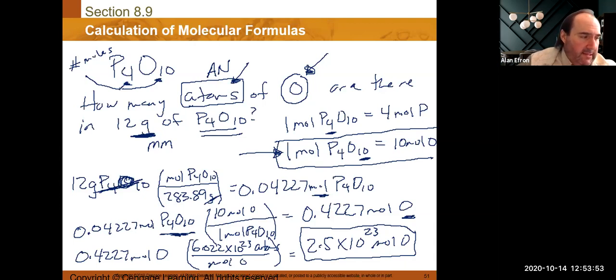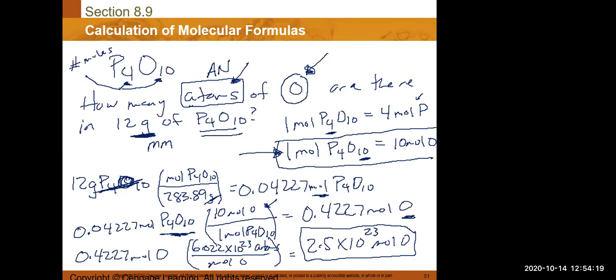Question on that? And if we wanted to do something with just phosphorus, it would look the same, except that at this point here, obviously we would use the phosphorus relationship, the 1-to-4 relationship. Any questions on anything we talked about in this chapter? Moles, molecules, atoms, any of that stuff there?